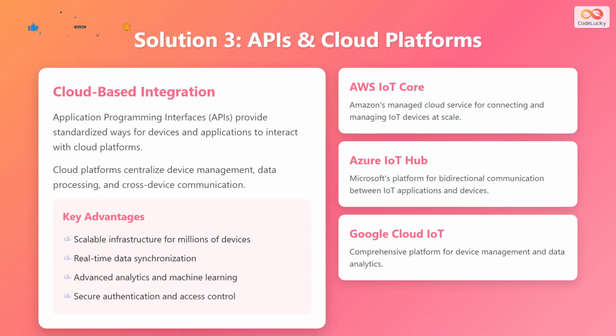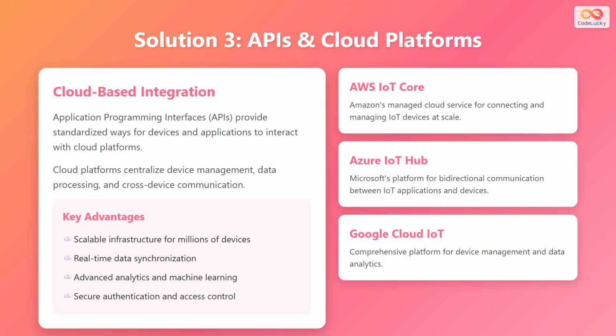The third solution involves application programming interfaces, or APIs, combined with cloud platforms. This approach has become increasingly popular because it leverages the scalability and power of cloud computing. APIs provide standardized ways for devices and applications to interact with cloud platforms. Instead of devices talking directly to each other, they communicate through a cloud-based intermediary. This centralized approach simplifies many interoperability challenges. Cloud platforms handle device management, data processing, and cross-device communication at massive scale.